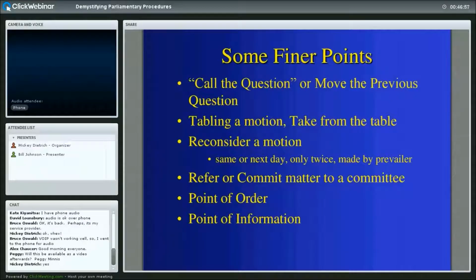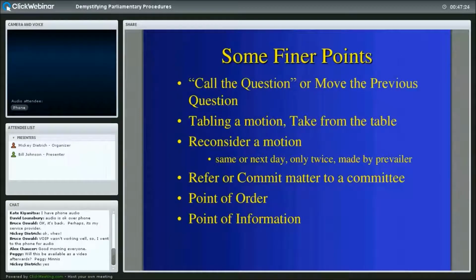Chair, I move that we table this motion until next year's annual meeting. And then if there's a second and that vote passes, what that means is that motion will automatically be reconsidered at the next meeting of the organization. That's what tabling means. Sometimes that's done so that a committee can study it further, or people have more time to think about the implications of it, or whatever.